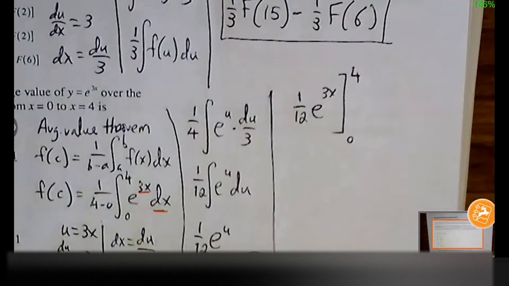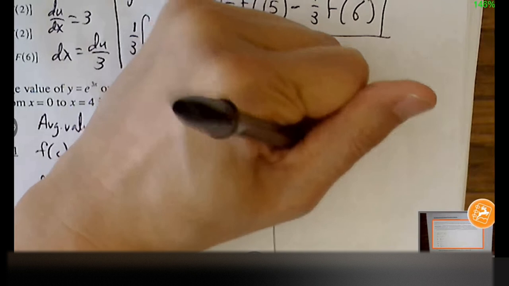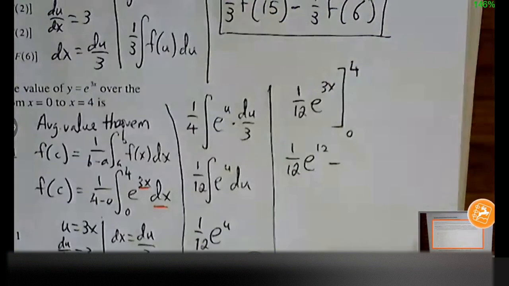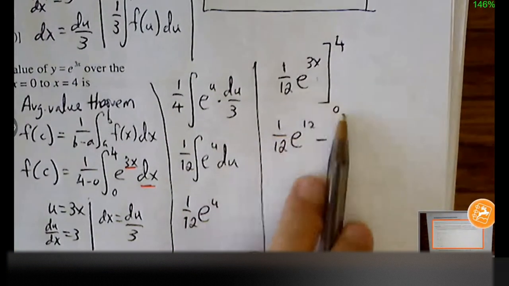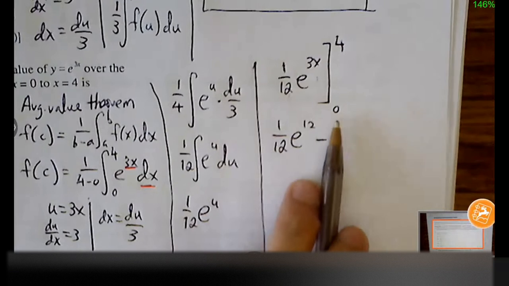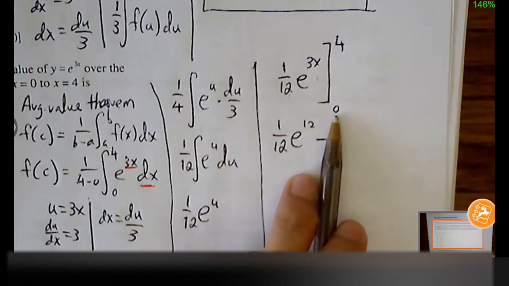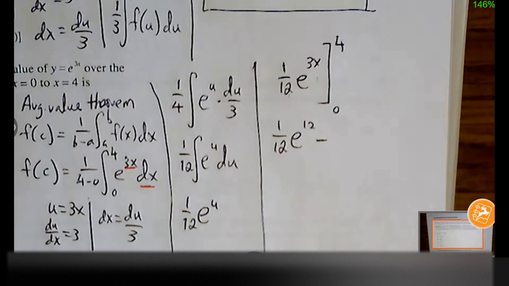Upper bound first. 3 times 4 is 12. Lower bound next. Careful. I think we've got to be careful, because just because we see zero doesn't mean it's always going to take our expression to be zero. So make sure that you are convincing yourself and looking at it carefully.